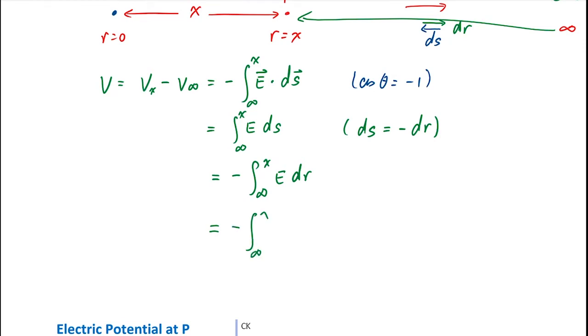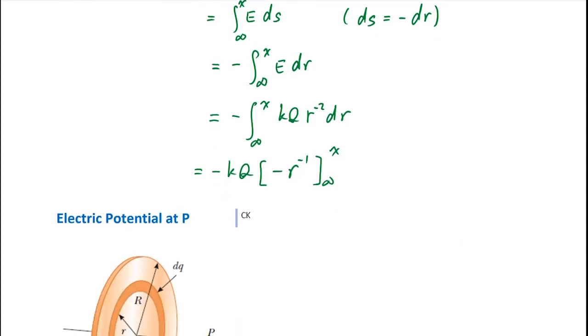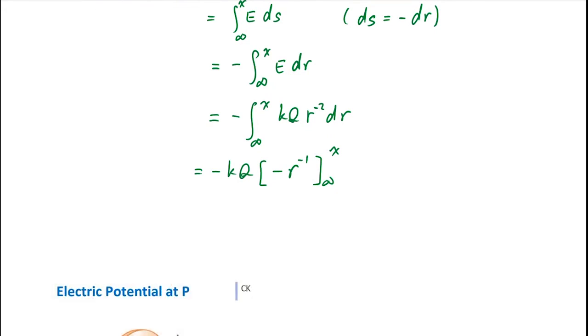Okay, so this is infinity to x, and then kQ over r squared. Let's write it like that. Good. And then this is downhill from here, so negative. And then this is r to the -1 power, therefore -1. I totally forgot k and Q. And then from infinity to x. With me? Say yes.